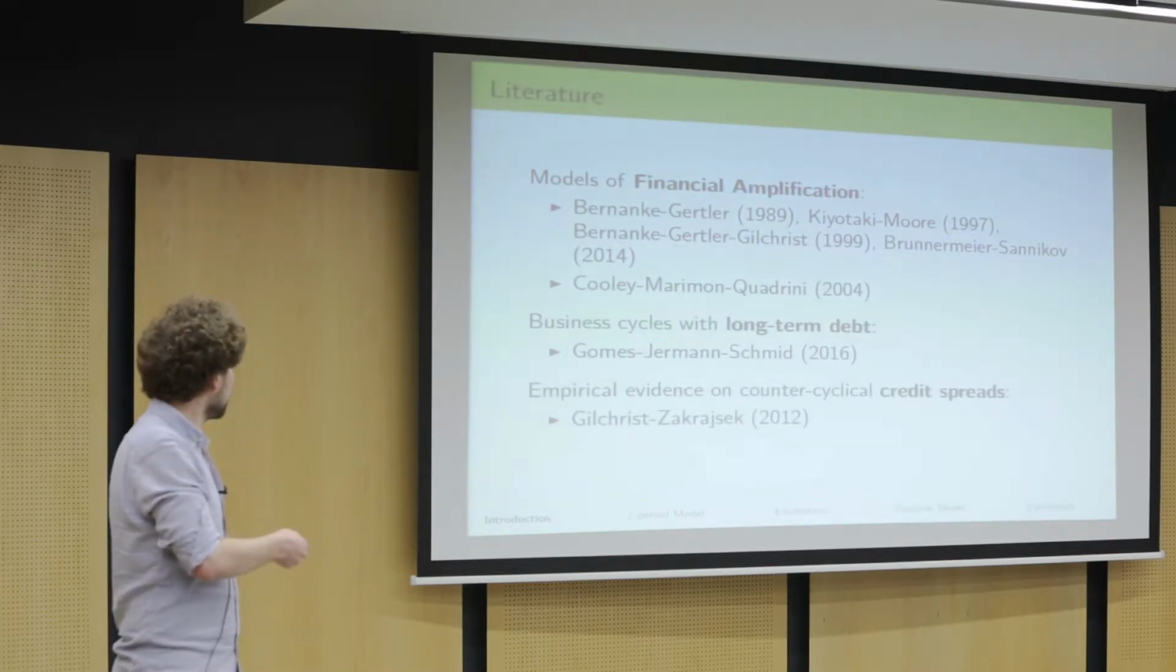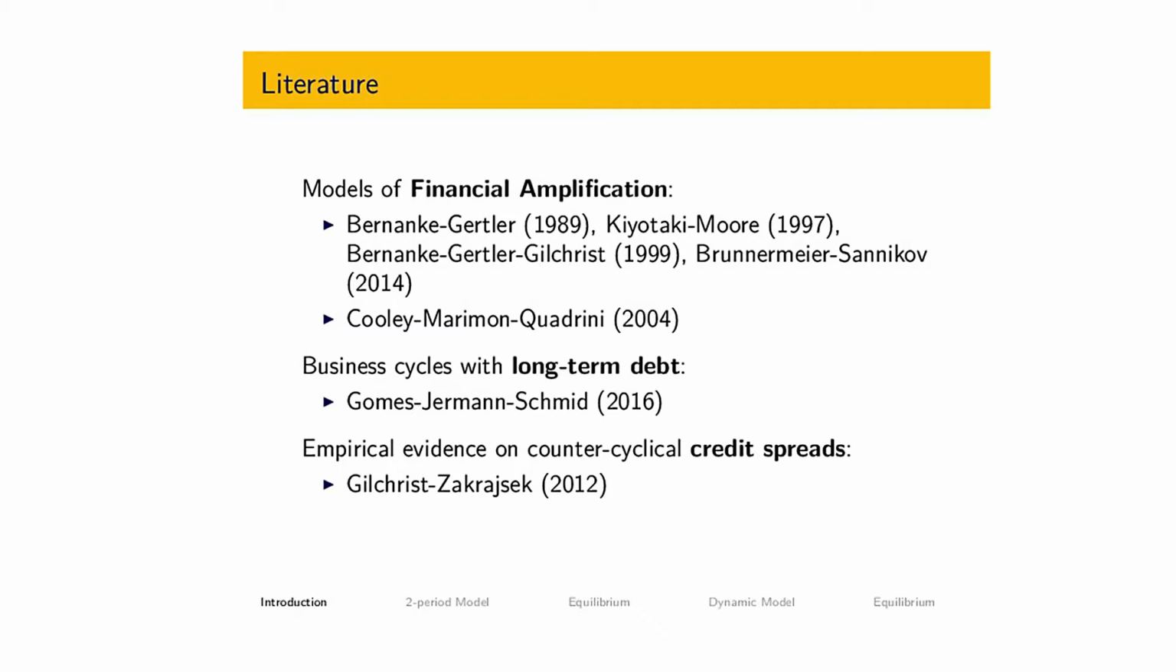Maybe what's interesting also here, there's a big literature which relates corporate credit spreads to the business cycle. And of course, in many models, we don't have a big role for these things. In our model, this is the key amplification mechanism. So we relate very closely to these findings. But yeah, let's go to the model.